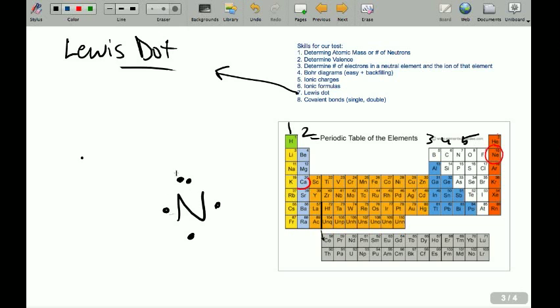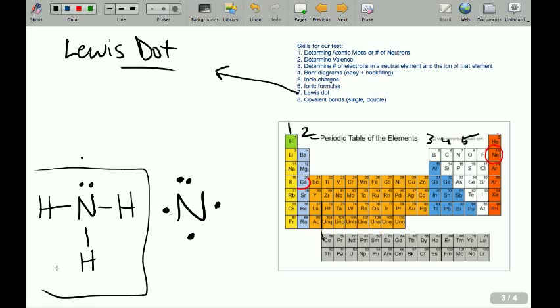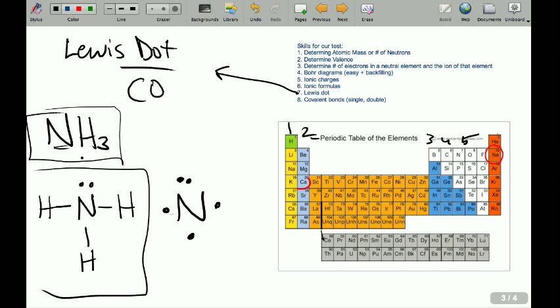It doesn't want 5, it wants 8. So it will share with other things, for example these H's here. This is a covalent bond for NH3. So I'll give you this, and you have to draw this out. Now the way you do it is, usually the one that's alone goes in the middle. So if I do CO2, the one that's alone goes in the middle, like this.